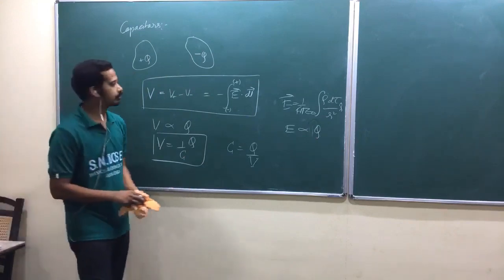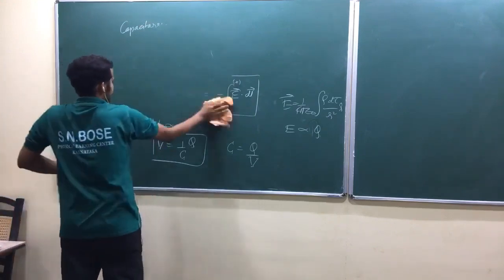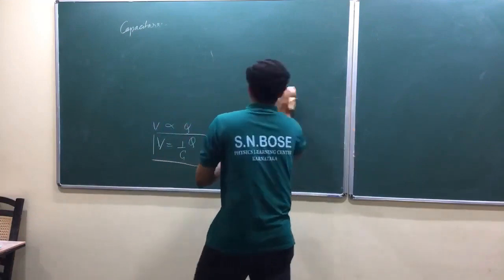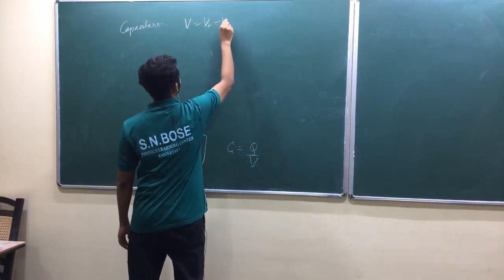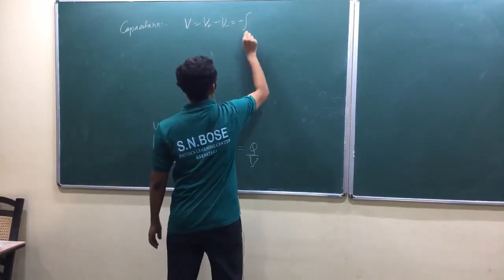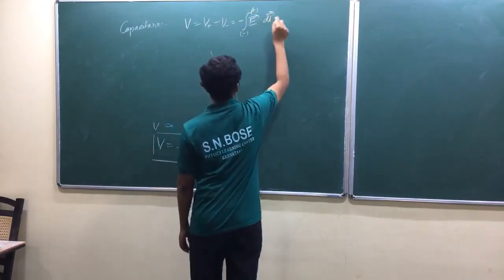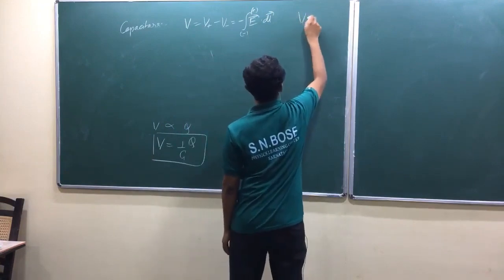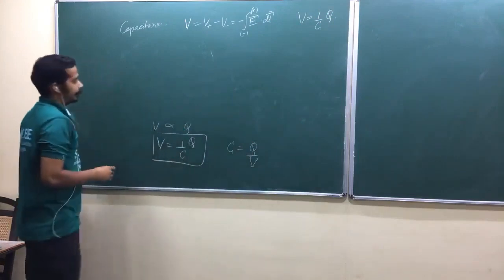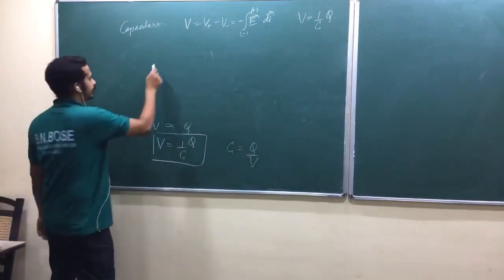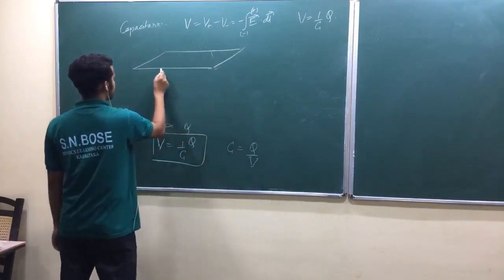So again, example number 2.11. Parallel plate capacitor. So for capacitor, V is equal to V plus minus V minus is equal to minus integral of negative to positive E bar dot dl bar. Okay, so V is equal to 1 by C into Q. Now let me take parallel plate capacitor. So parallel plates, okay, you have to find the capacitance.